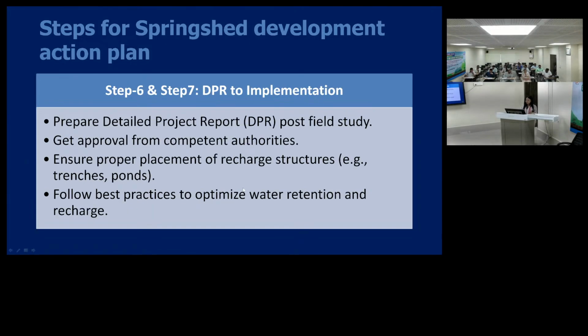Now steps 6 and 7 are the DPR to implementation. The first is the preparation of detailed project report post field study. After your field study, you can prepare your DPR. You can get it approved from the competent authority, and you can assure proper placement of recharge structures. The third point is very important. Even if you have prepared your DPR, you need to understand where the proper placement of those recharge structures is to be done. Then the fourth is we can follow best practices. So these are the steps for the Springshed rejuvenation action plan.